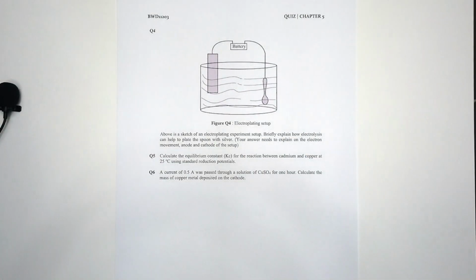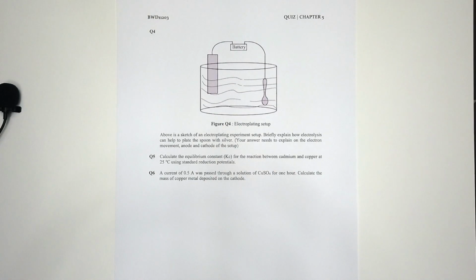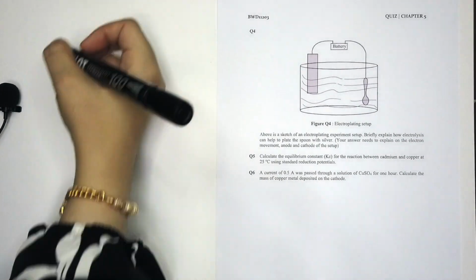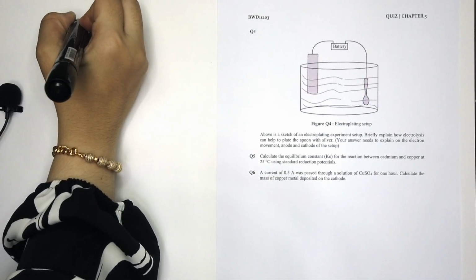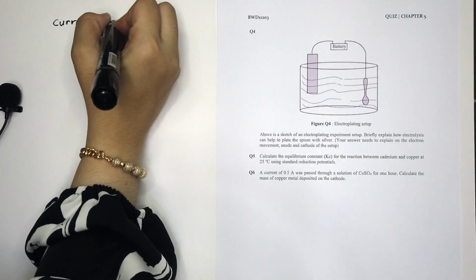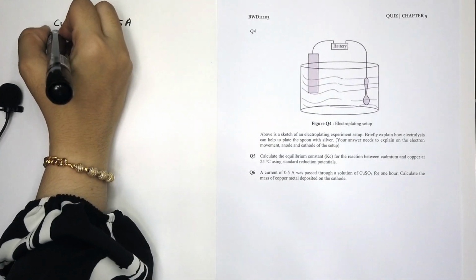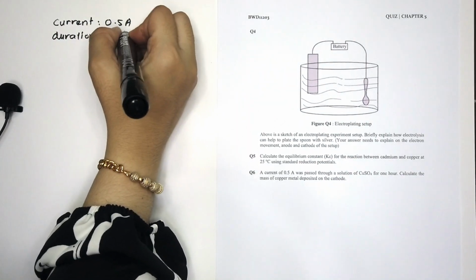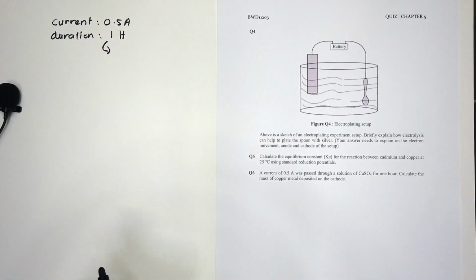Question number 6. A current of 0.5 ampere was passed through a solution of copper sulfate for 1 hour. Calculate the mass of copper metal deposited on the cathode. So, to answer this question, first and foremost, you need to know what is the current given and also the duration of it so that you can calculate the Q. So, the current given in the question is 0.5 ampere, and then the duration given is 1 hour. So this 1 hour, you need to convert it to second.